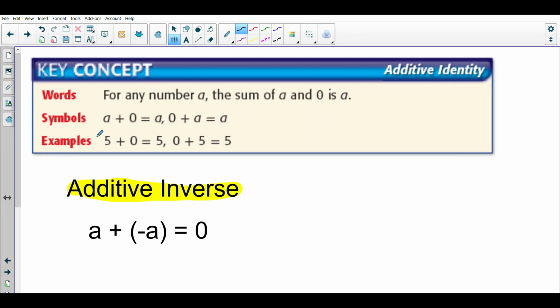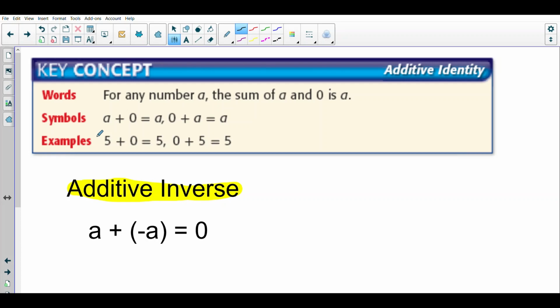The additive identity is simply a number plus 0 is the number. And you've known that for a while. A plus 0 is A. 5 plus 0 is 5. So anytime you add 0 to something, it stays the same.